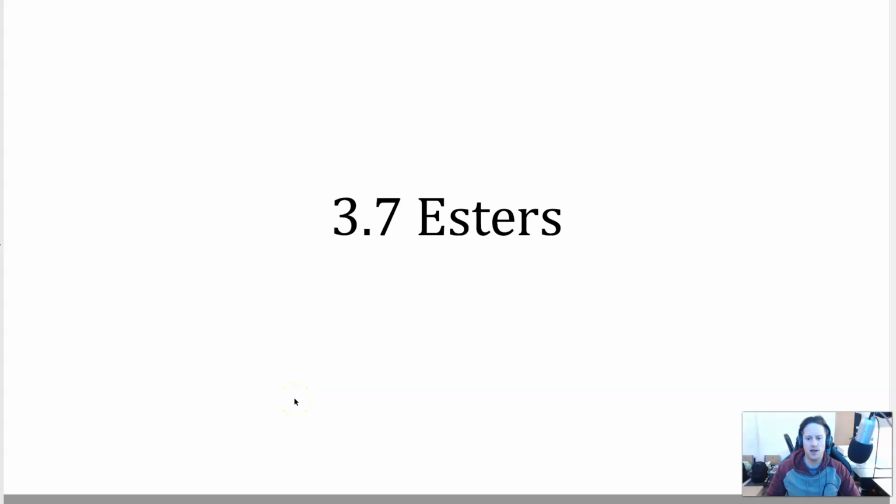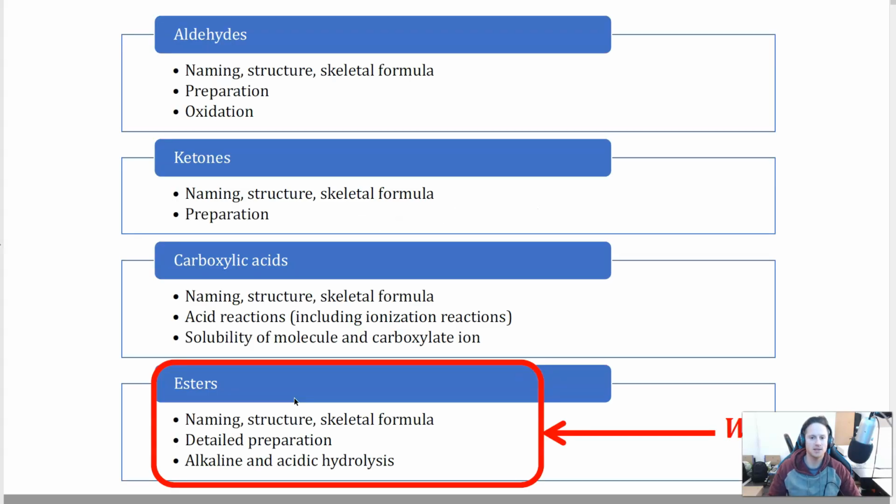Just want to talk you through subtopic 3.7, which is looking at the ester functional group. So we'll get right into this one. At this stage, we've looked at a lot of different functional groups in organic chemistry. The ester functional group is the one that we're focusing on today. We're going to be looking at naming esters, their structure, and how the skeletal formula is represented.